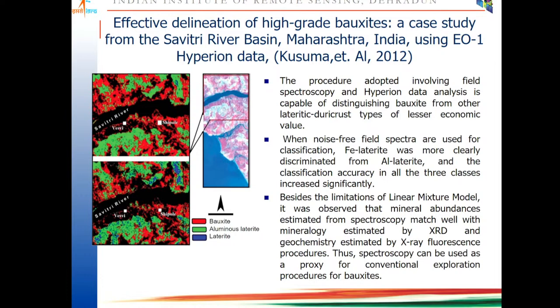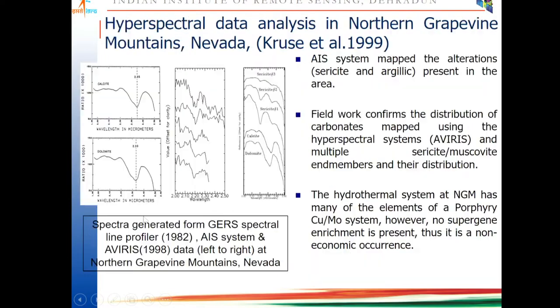They concluded that for their area it can be used as a proxy for the conventional exploration procedures for bauxites. They were able to discriminate the Fe laterite from the Al laterite more clearly, and the classification accuracy was very high for these three classes: bauxite, aluminous laterite and the laterite. And you can see over here the classification done by the authors.